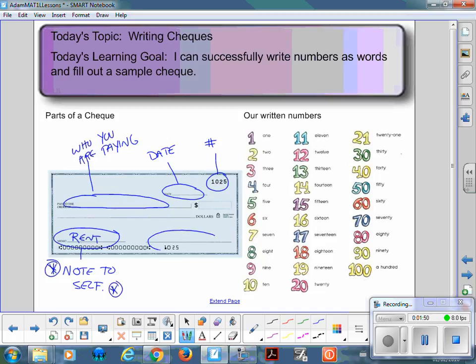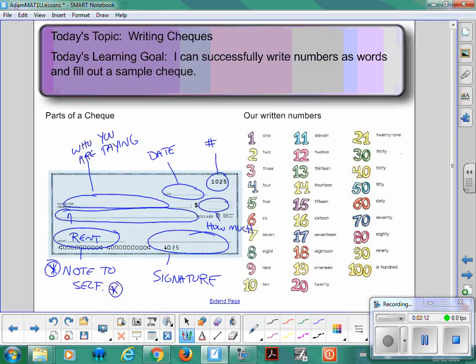This is where you put your signature. You need to practice the signature, very important. I like to make one that you can't read, looks cool. And finally, this little box here is how much. You write it in numbers. And then this is the tricky part. In here, you have to write out the amount in words. That's what we're going to practice to start with here.